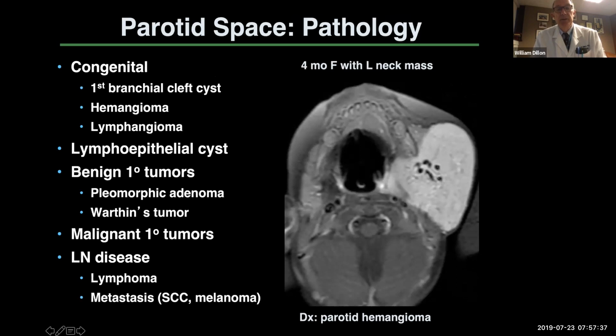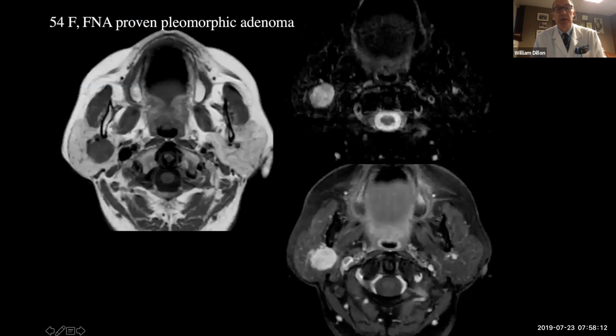But one can also see, as I mentioned, lymphoepithelial cysts. The tumors that arise from the parotid gland are most often benign, pleomorphic adenoma being the most common, a Warthin's tumor, often bilateral, and of course we can see malignant tumors such as adenoid cystic carcinoma, adenocarcinoma, mucoepidermoid carcinoma, and lymphoma and metastasis from the skin surface going to these nodes into the parotid gland. So a number of different pathologies. This happens to be a hemangioma, a little 4-month-old with a left neck mass.